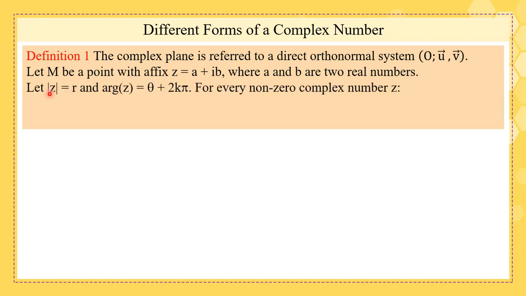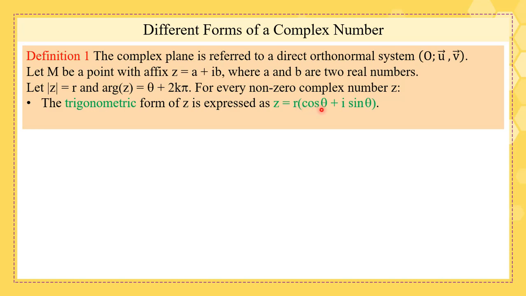If r is the modulus of z and theta is an argument of z, then for every non-zero complex number z, we can say that the trigonometric form of z is z equals r into cosine theta plus i sine theta, where r is the modulus and theta is an argument. And we can say that the exponential form of z is z equals r e^(i theta).